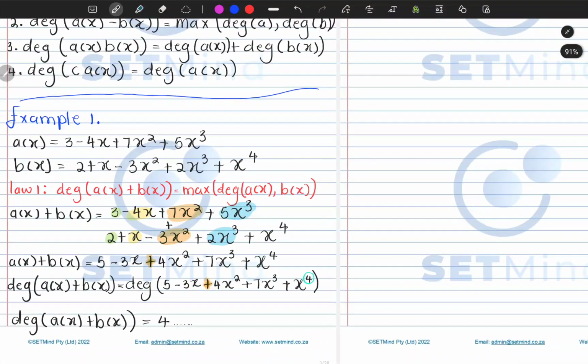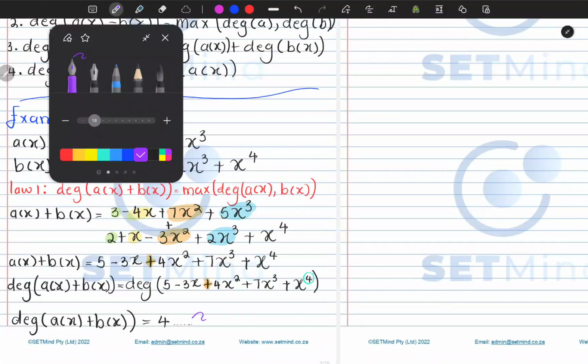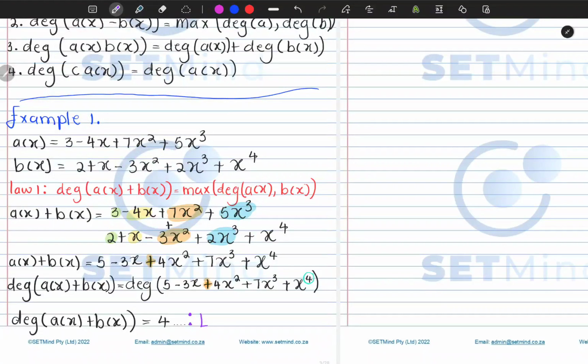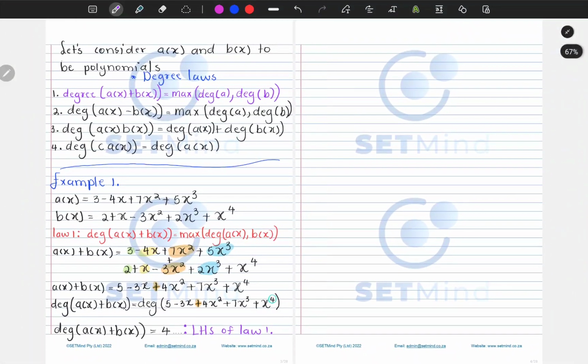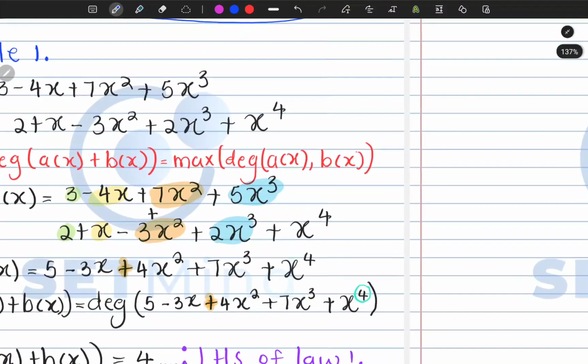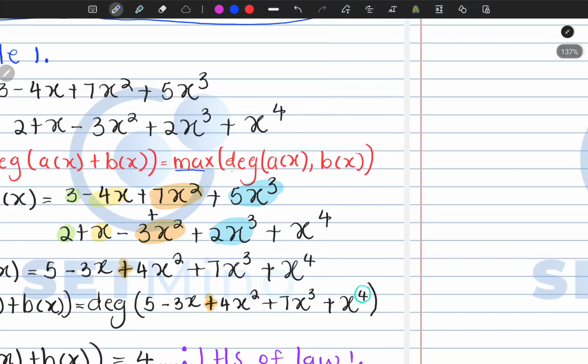The law, because we know the law, would have taken a slightly different approach. So this is the left-hand side of our law, or law 1, because I called what we have above there the degree laws. So if you look at the right-hand side, it says to take the maximum of the degree of A and the degree of B. That is what we should do.